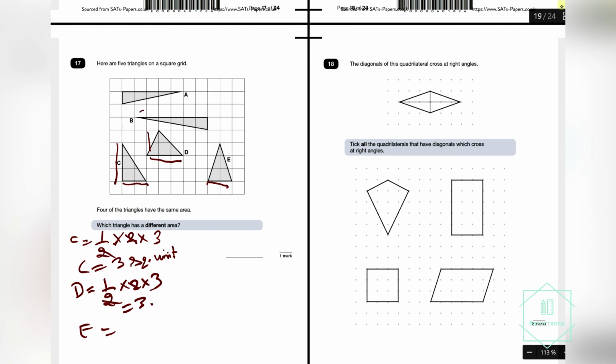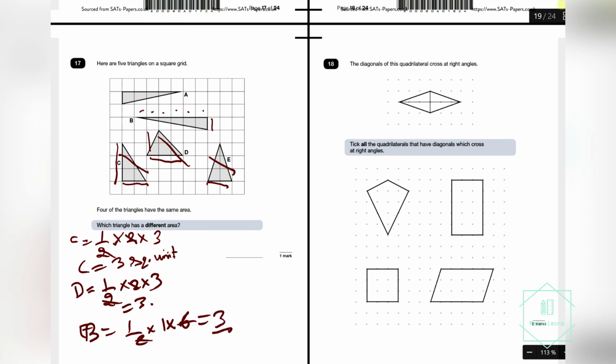In B, we have 1, 2, 3, 4, 5, 6, and the base is 1. So all three are having the same area. For B, it's half, the base is 1, and the height is 6, so 6 over 2 is 3. So B is also 3.